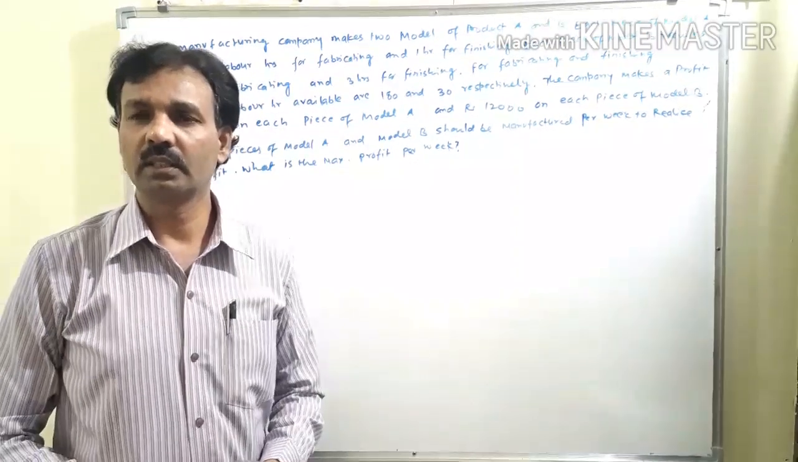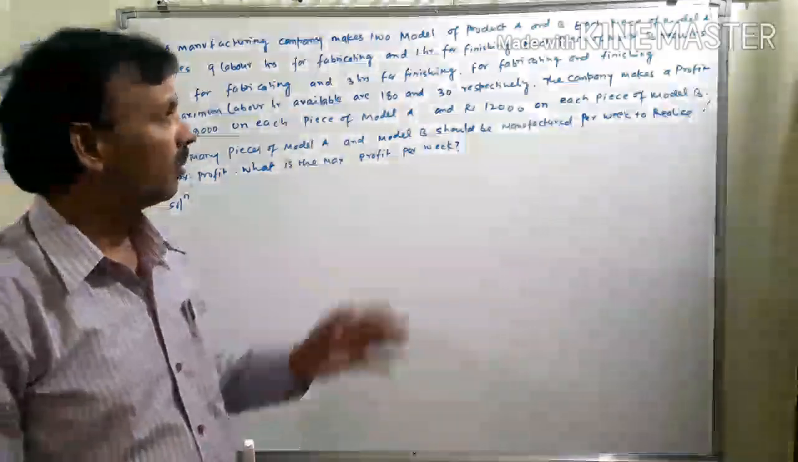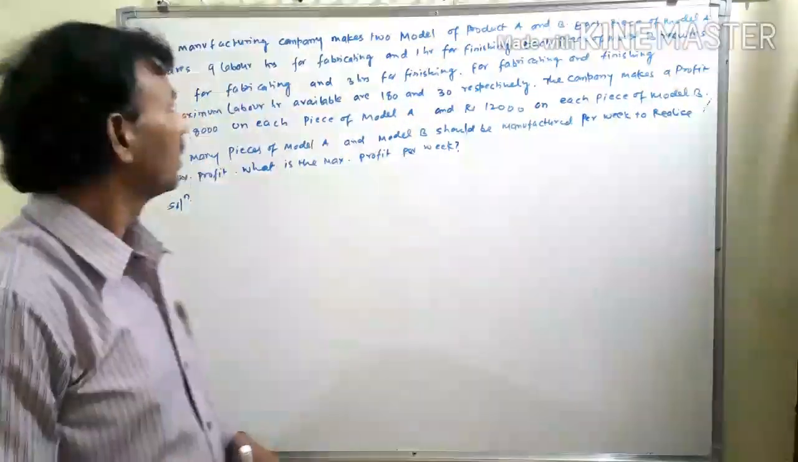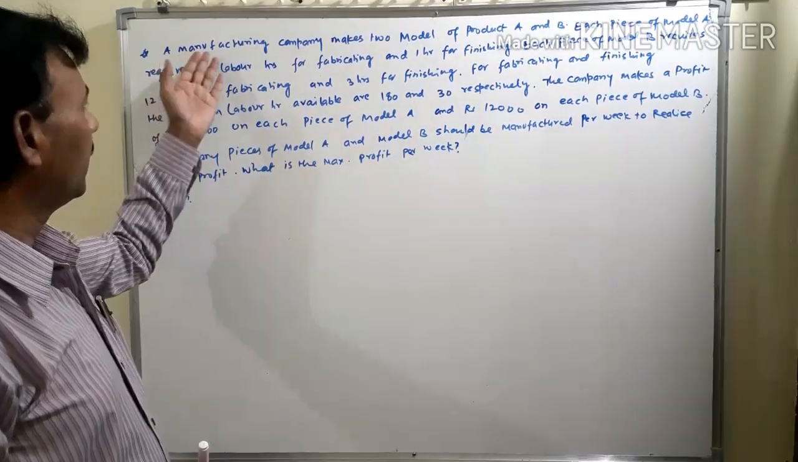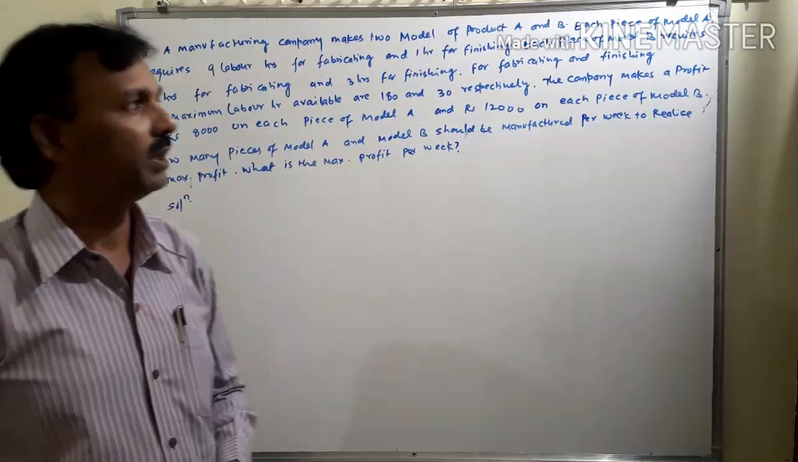Hello students, in this video we will discuss a numerical problem related to manufacturing. The problem is: a manufacturing company makes two models of product, A and B.